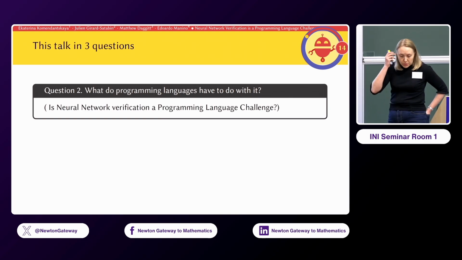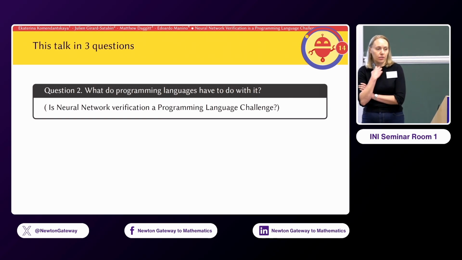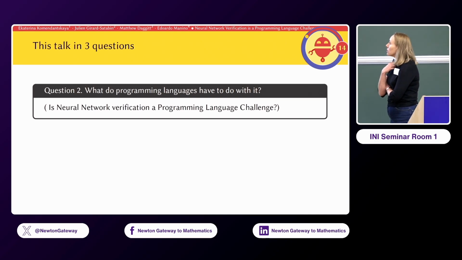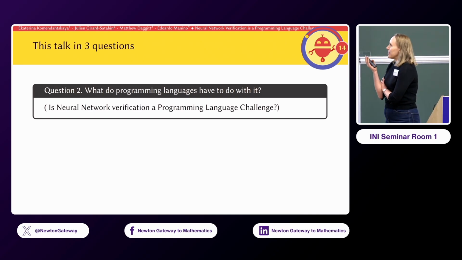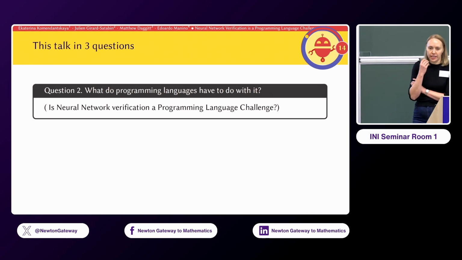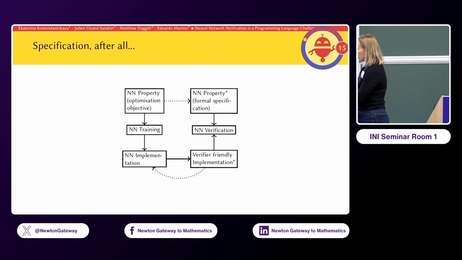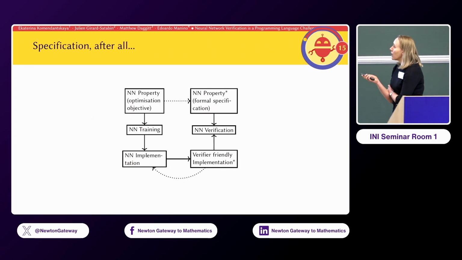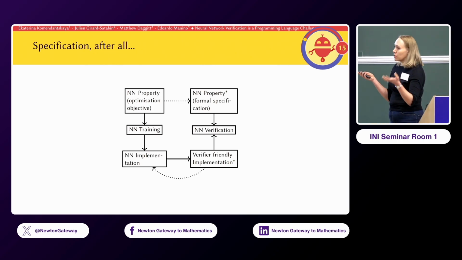All right, so this was a crash course for you on neural network robustness and verification. And the question number 2: what do programming languages have to do with any of this? It's not obvious from the little introduction I gave that neural network verification is a programming language challenge. Well, let me try to persuade you a little bit about this. So when we looked into this, we found approximately what I've just told you. There was some work on neural net verification, some on training. And roughly, it could be summarized like this.